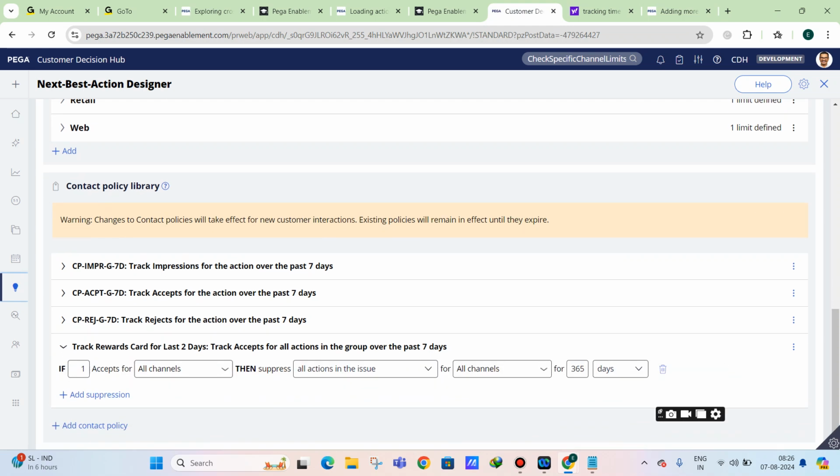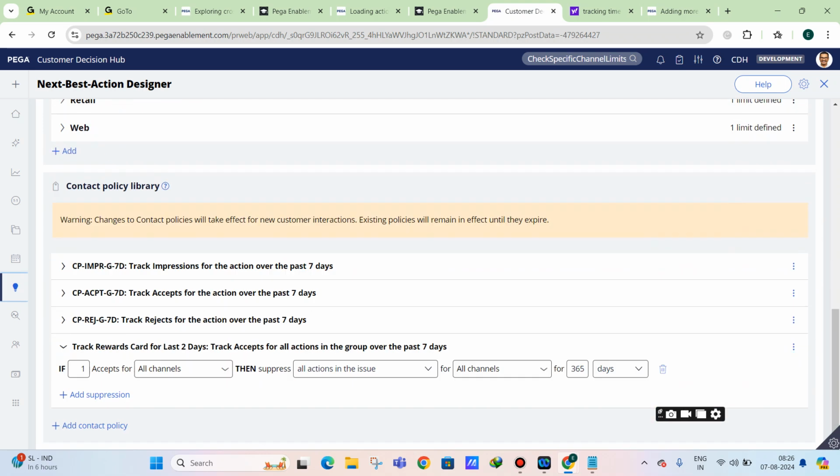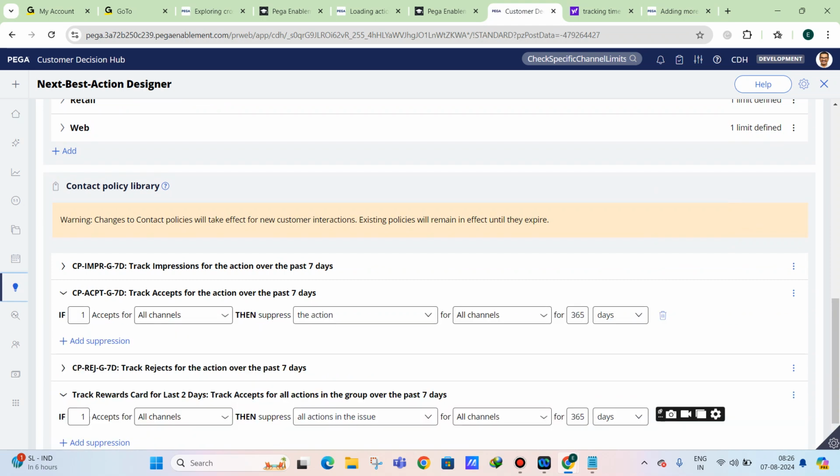Now one more thing that we need to add for the suppression rules is whatever the suppression rules that you are adding, you can actually apply at an action level, at an issue level, or at a group level. See, I'm saying track the accepts for a particular action. I'm saying, but which action, right? Track the accept for the action over the past 7 days, and if the customer has accepted that offer in the last 7 days, then suppress the offer for all the channels for the next 1 year. That's what I'm saying. But which action are you referring to?